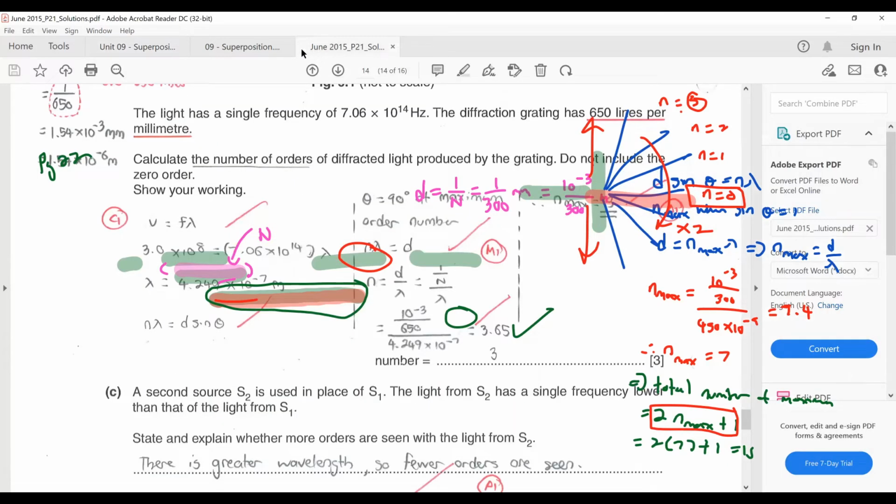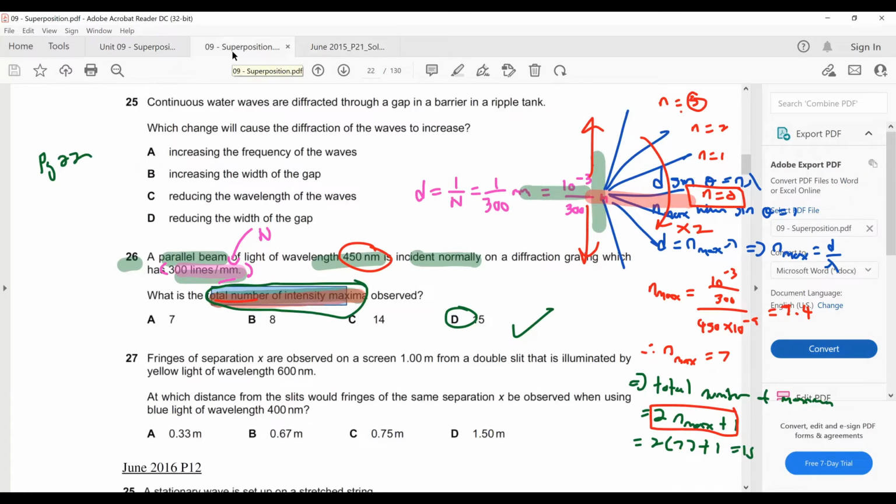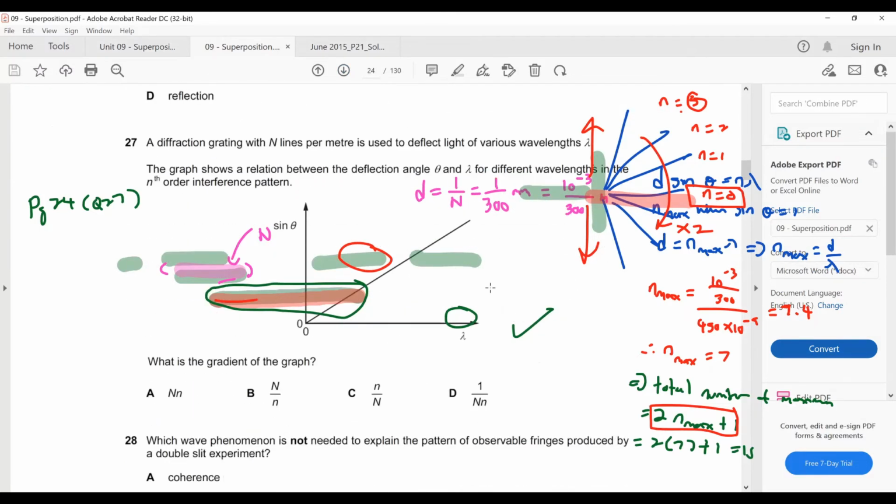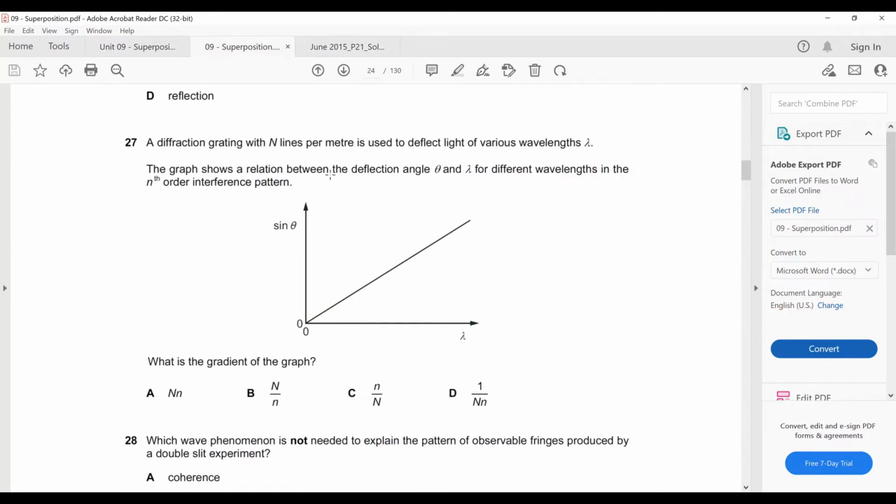All right, so that one is okay. Page 22 is okay. Then we jump to page 24. Next one will be page 24, question 27. Right, so this one is okay. Page 24.